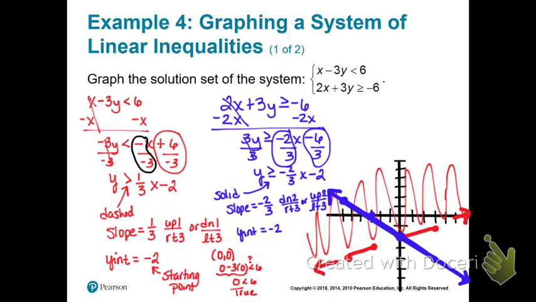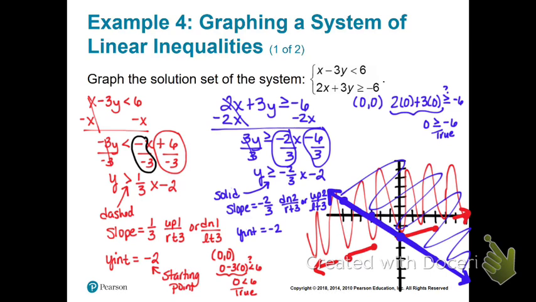And the same thing, pick a point not on our line. So I'm going to do that up here on the right there. So I'll pick 0, 0. I'm going to plug it in. So 2 times 0 plus 3 times 0, is that greater than or equal to negative 6? 2 times 0 plus 3 times 0 is 0. Is that greater than or equal to negative 6? Yes. So that means we're going to shade the side that has 0, 0 on it. So that would be this side.